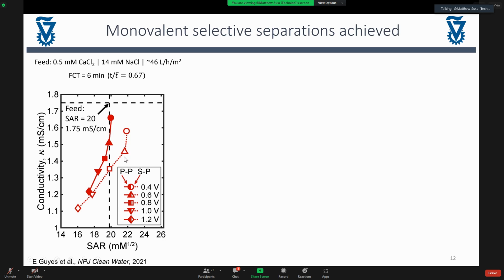For example, we see that in these points over here, right? So you're not being monovalent selective, you're being divalent selective, and you're hurting your water quality, even though you're pulling out ionic species. But then as you go to higher voltages down here, we start to see that indeed we are now pulling out more of the monovalent ions. We're reducing the SAR, which is the right direction, and the sulfonated cell can get to the best water quality. So the sulfonation helped here in terms of getting to a better water quality and a more monovalent selective separation, down to a SAR of about 16 and conductivity of about 1.1 millisiemens per centimeter.